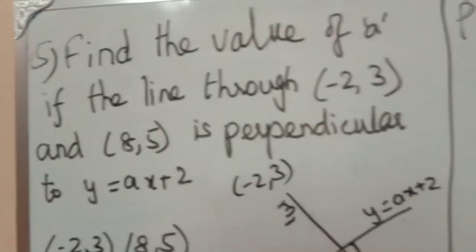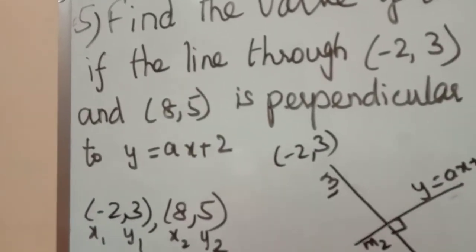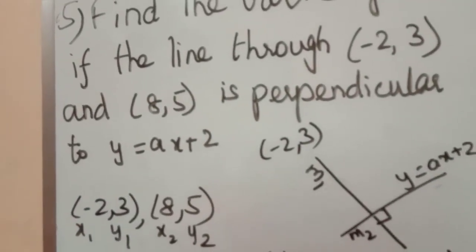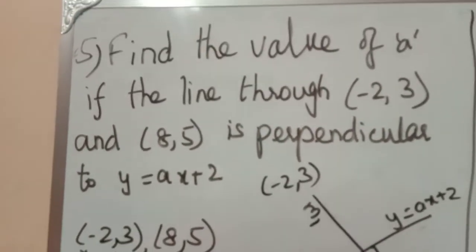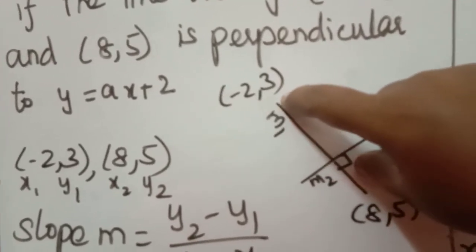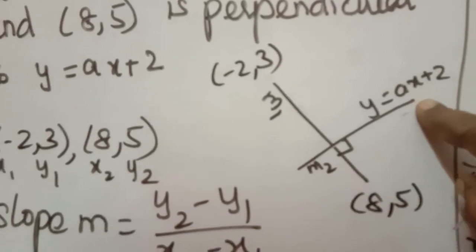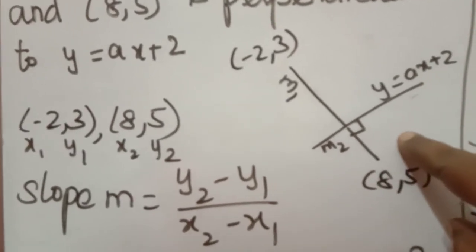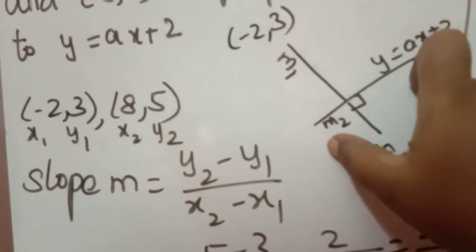Question number 5. Find the value of a if the line through minus 2, 3 and 8, 5 is perpendicular to y equal to ax plus 2. We have to find the value of a. The line joining these 2 points is perpendicular to the straight line y equal to ax plus 2. Perpendicular condition: m1 m2 equal to minus 1. So find the slope of this straight line as well as this straight line.